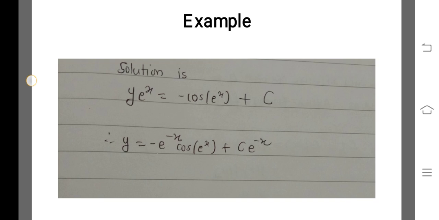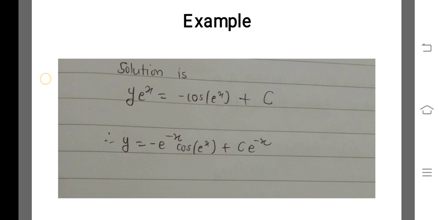Solution is y into e to the power x equal to minus cos of e to the power x plus c. So let's rewrite this solution as y equal to minus e to the power minus x into cos of e to the power x plus c into e to the power minus x.